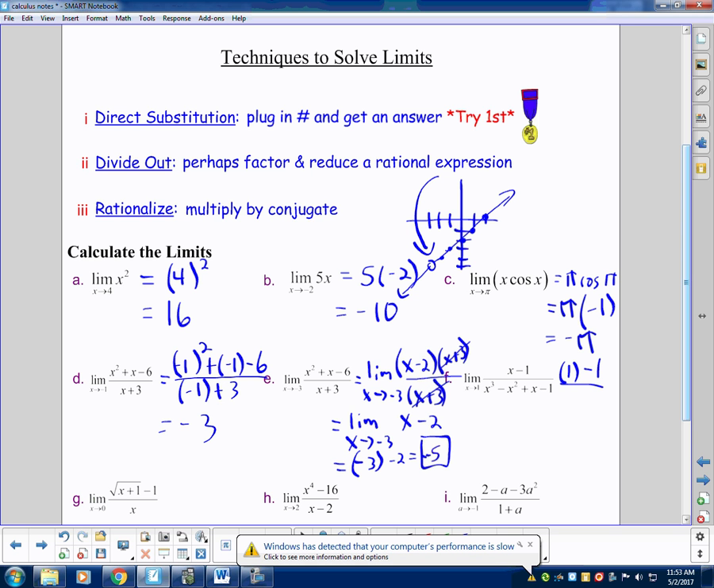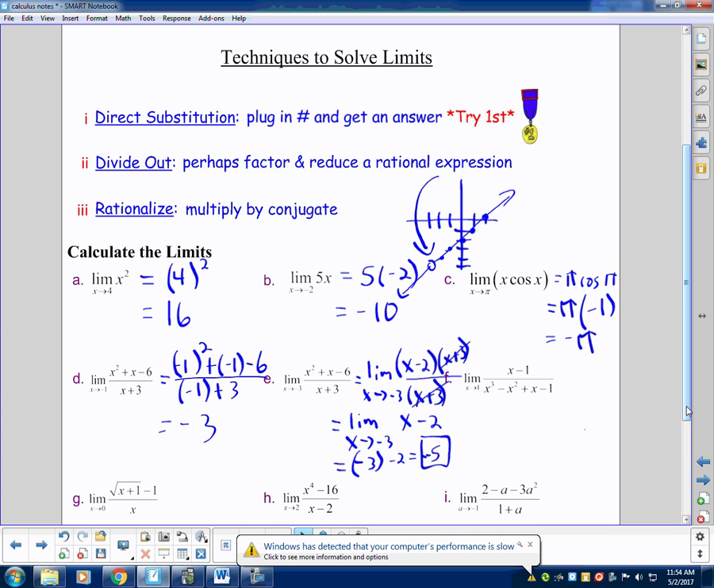If I plug in 1 on the bottom, it's 1 minus 1 is 0, plus 1 is 1, minus 1 is 0. I get 0 over 0. That's the first step. That tells me I've got to go back to the drawing board, right? I have to do some kind of simplification.